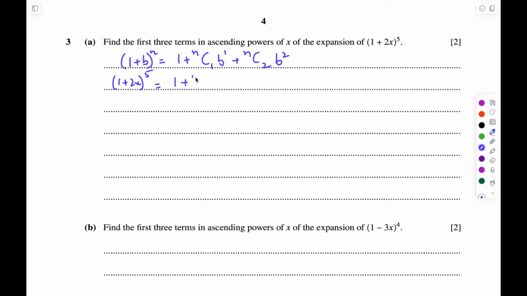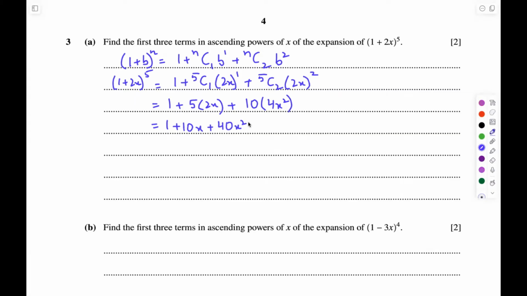So for (1 + 2x)^5, n is 5 and b will be 2x. So this will become 1 + 5C1 (2x)^1 + 5C2 (2x)^2. 5C1 is 5, so this will become 1 + 5 into 2x, and this will be 5C2. When we substitute this in the calculator, that is 10, and this will multiply by 4x squared. So this will become 1 + 10x + 40x squared.